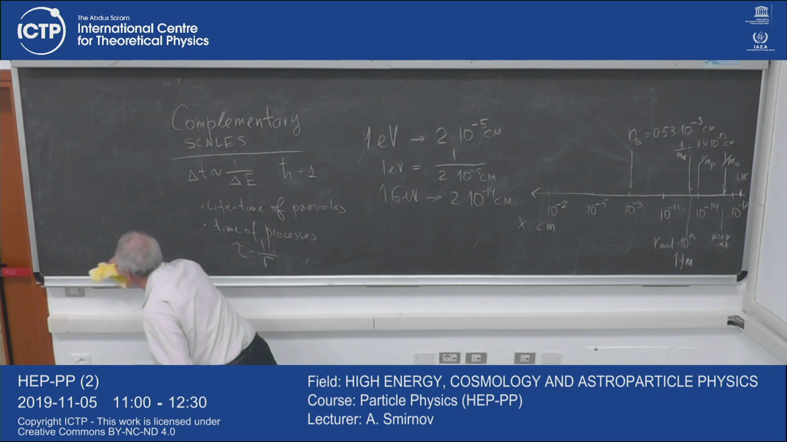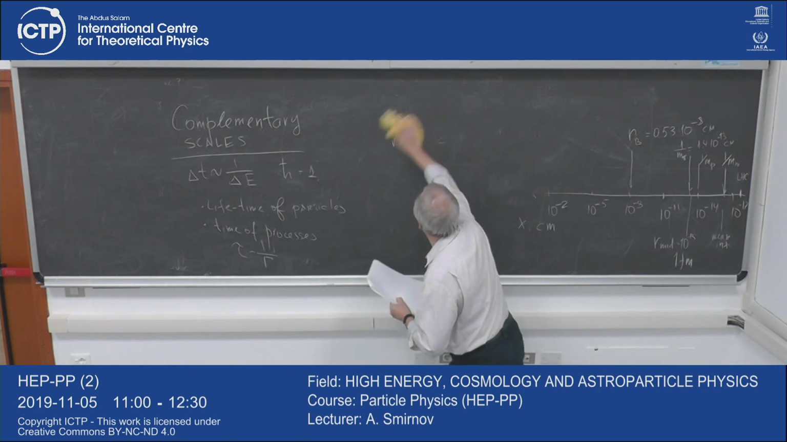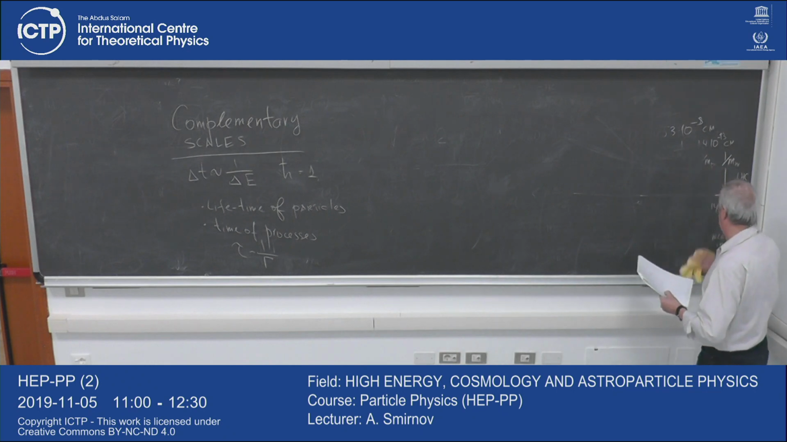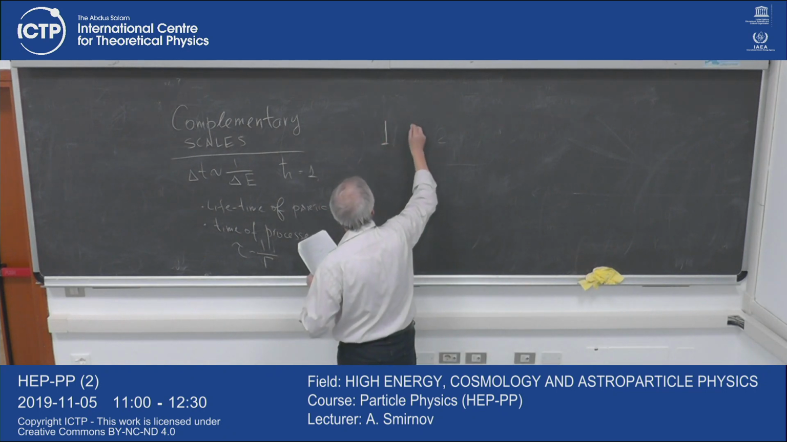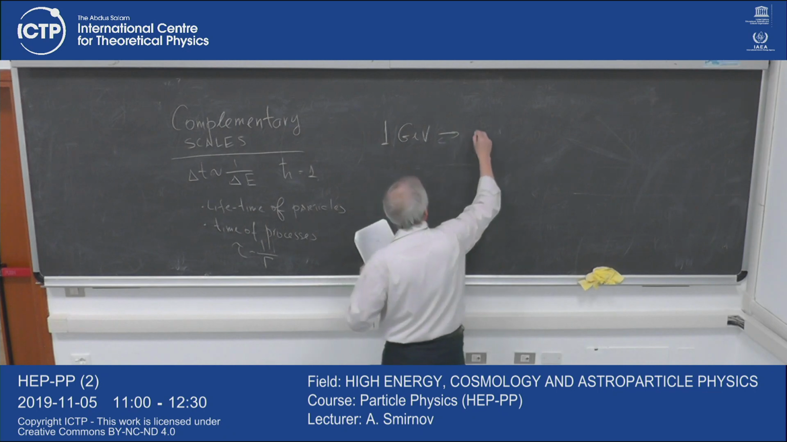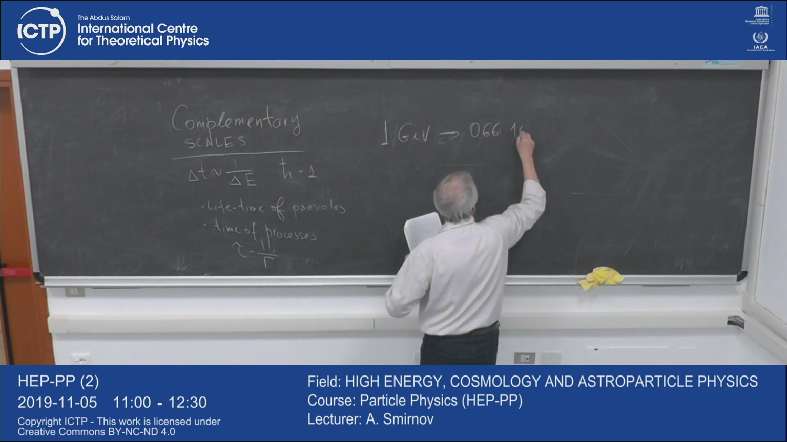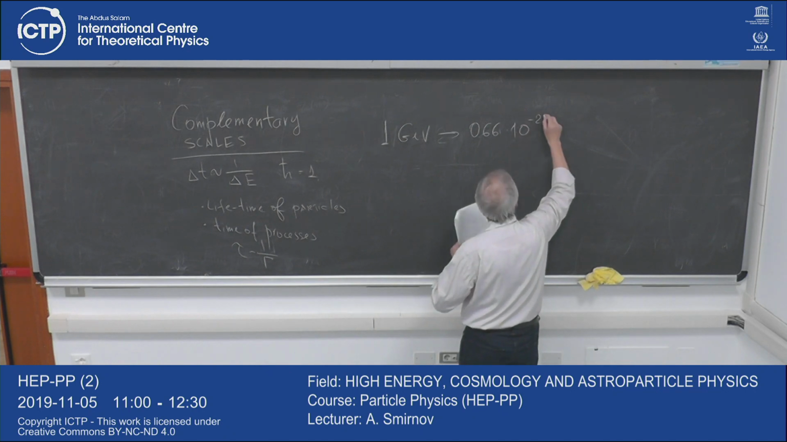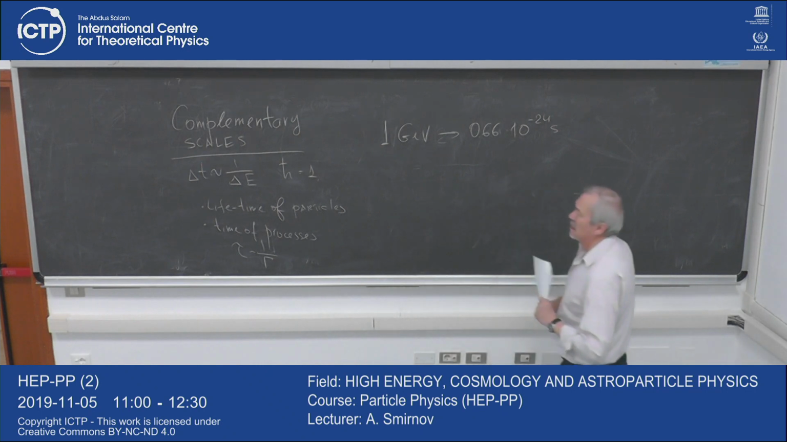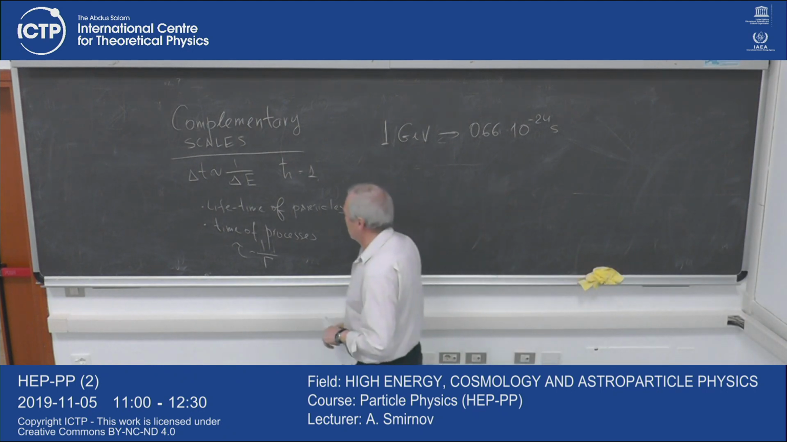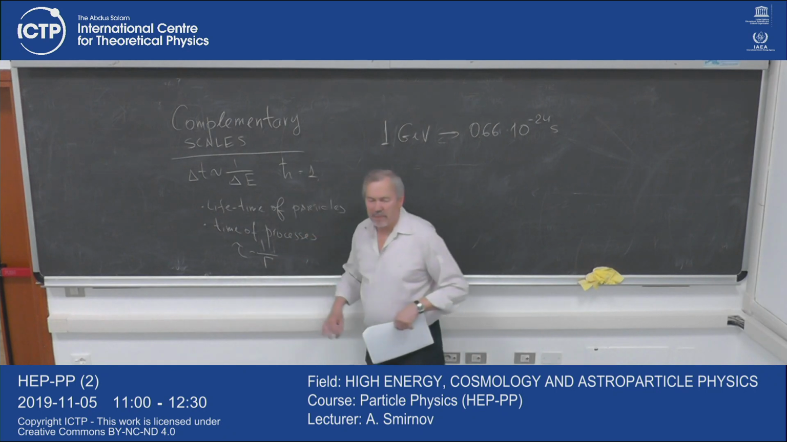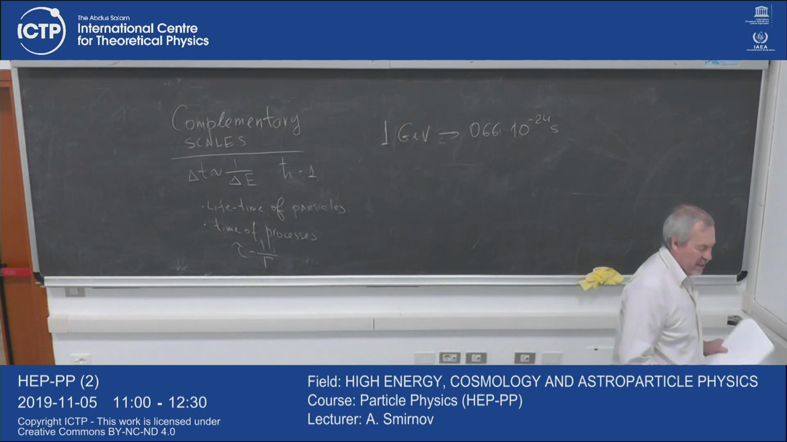So let me give you a connection, similar to what we have here for distance. One GeV corresponds to 0.66 times 10 to the minus 24 seconds. So sometimes we are measuring the rates of the processes in energy units. So for instance, if you have a rate of the process which is say 1 GeV, that would correspond to a time of the process of 10 to the minus 24 seconds.